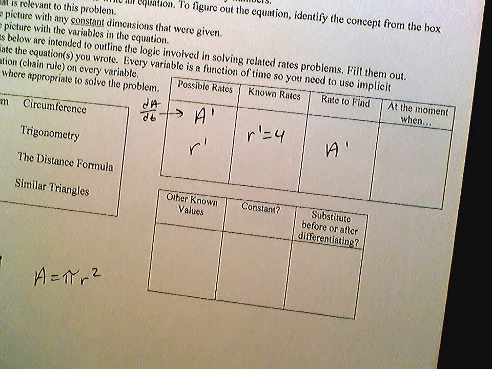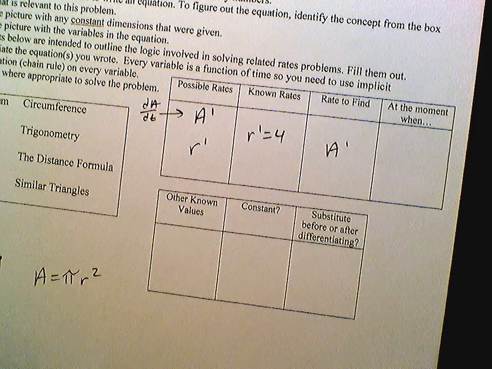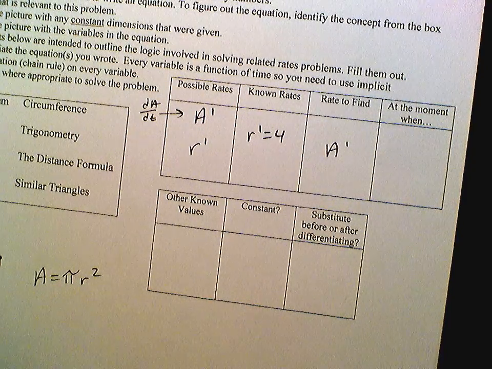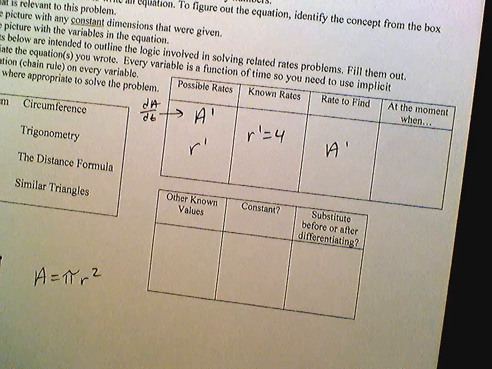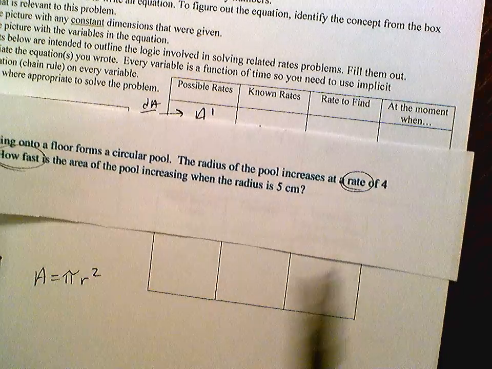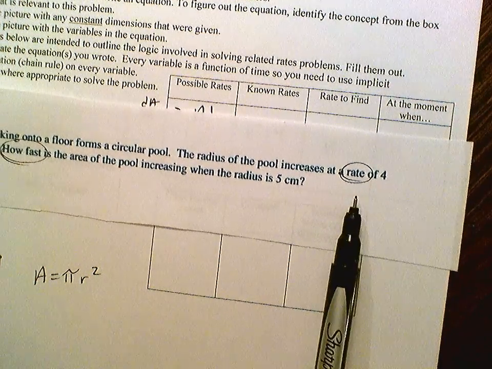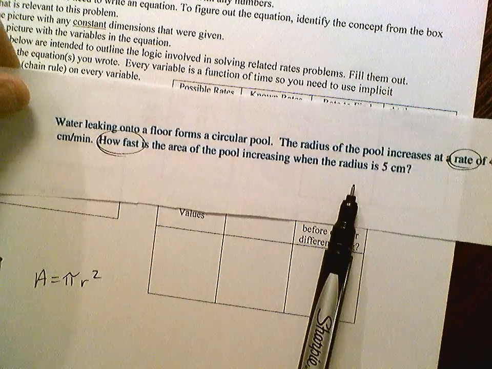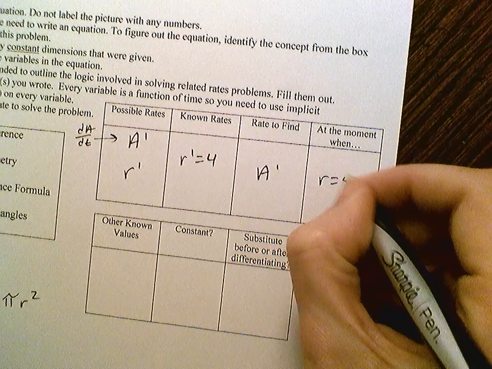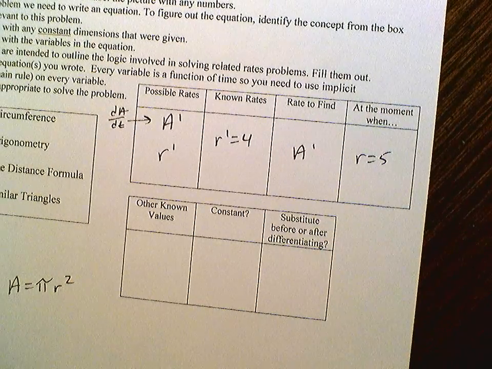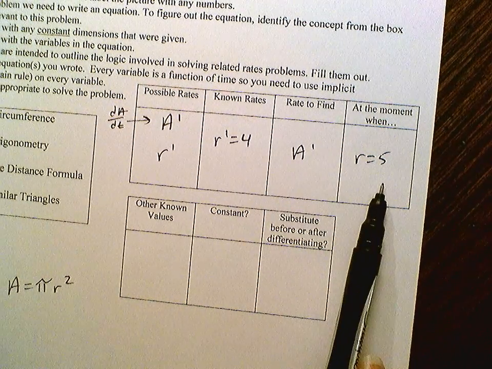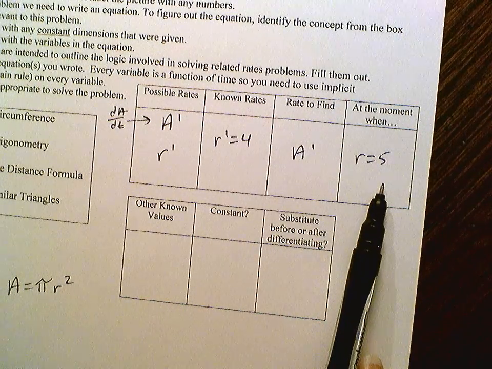And then, at what moment? Another characteristic of a related rates problem is that you're finding something at a given moment in time. Everything is changing over time, and they want you to stop time at just this one moment. What are the quantities of the things involved? At the moment when the radius is 5 centimeters, so when r equals 5. Now r is not always 5, it's changing, but they're interested in the rate of change of the area at this moment when the radius is 5 centimeters.